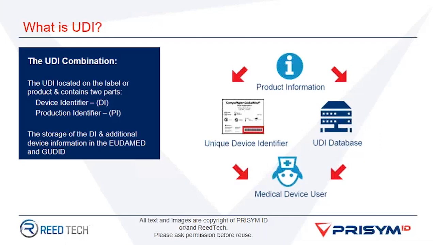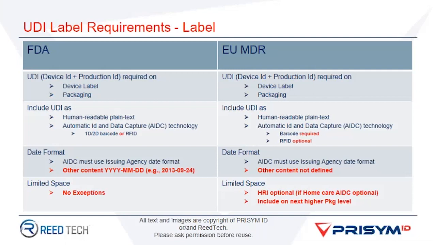Now, if we have a look at the requirements in a bit more detail, we can see where the changes are between the EU MDR and the FDA regulations. Both implementations support the use of barcodes and RFID as the AIDC carrier, the machine-readable data carrier. In the EU regulations, this must be included as barcoded UDI. This was not the case for the FDA UDI regulations, which allowed you to omit the barcode if you were using RFID. This is not likely to be too big an impact, since most of the companies that we talk to already include the barcoded UDI on the devices anyway.